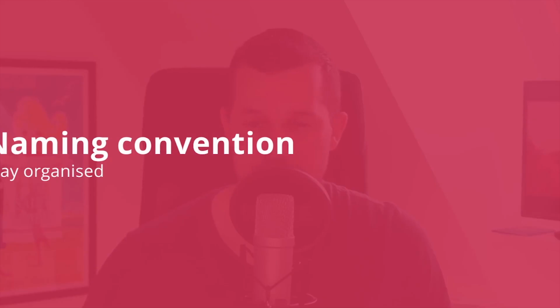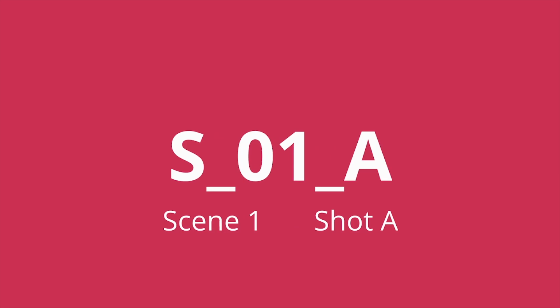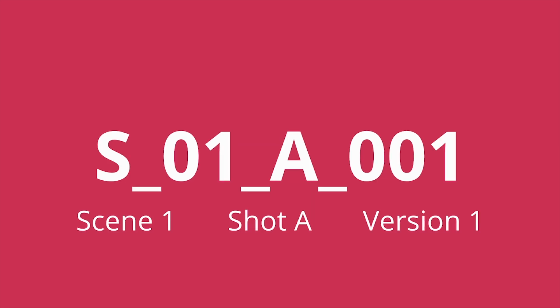Define and follow a naming convention for your files. For example, in Tikka, all my animation files are following the same naming convention. Each file starts with the scene number, followed by the letter of the shot, and it's ending with the version number of the file. And I'm exclusively using underscores.